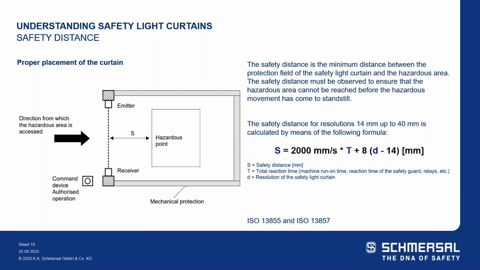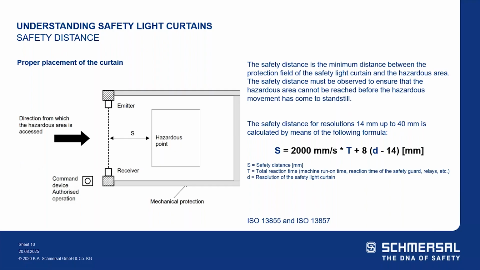So for proper placement of the light curtain, safety distance calculations need to be performed. The safety distance is that minimum distance between the protected field of the safety light curtain and the hazardous area. And that safety distance between that light curtain or grid and the hazardous point must always be respected and observed. If a person were to reach the hazardous point before the hazardous movement has come to a standstill, he or she is exposed to serious injuries.